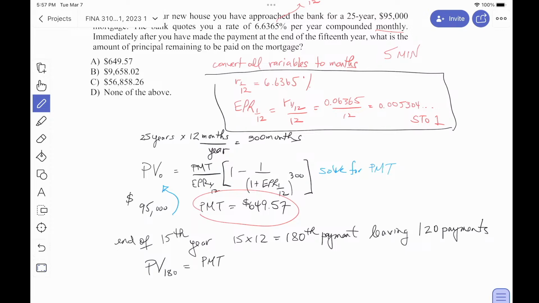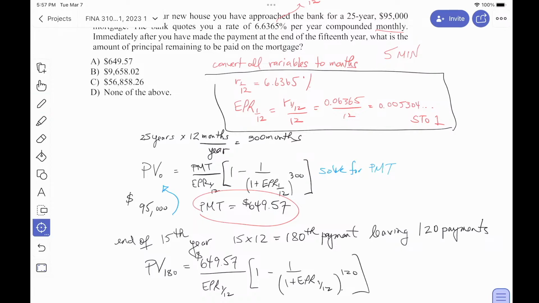So you're going to use the payment that you solved for, same rate, nothing changed. All that changes, so you're going to use the annuity formula twice. All I'm changing is the number of periods. So there's 120 more payments after the 180th. And this will be the balance. So it's a clever way to figure out the balance. Then use your financial calculator to get the answer.